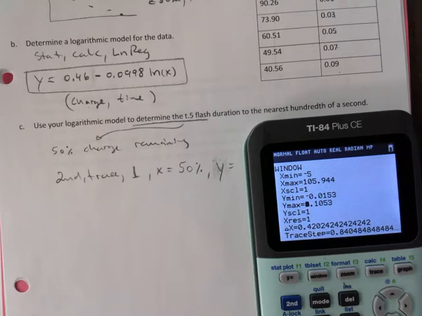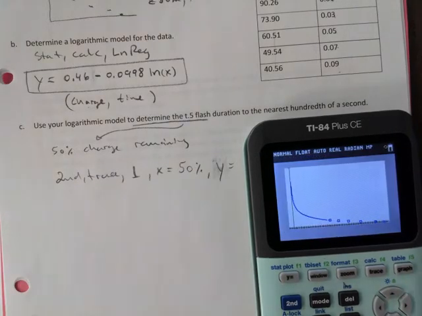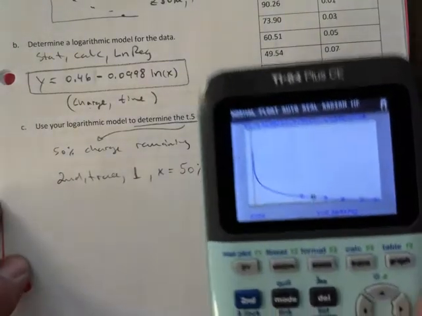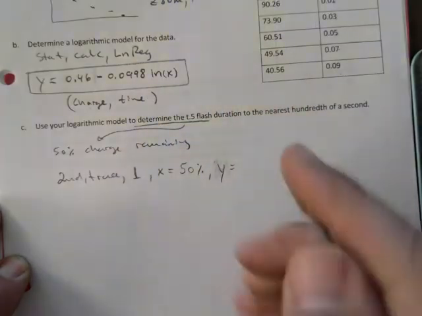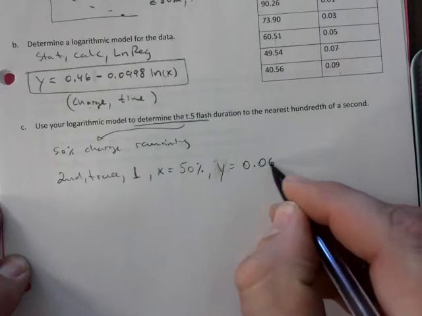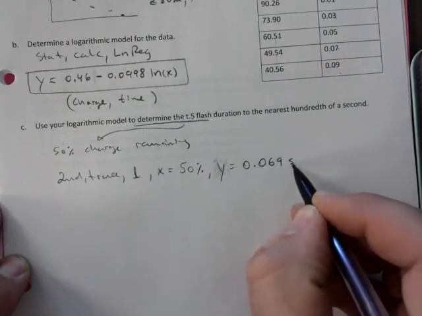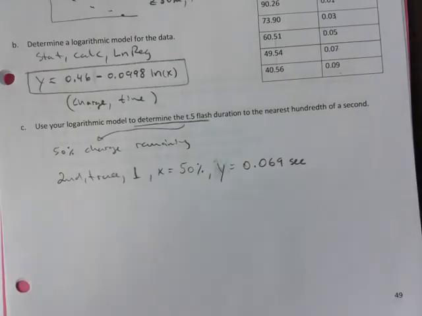Let's say 1. There you go. That's good. So second trace 1, x is equal to 50, and there it is, 0.069. 0.069 seconds. And you might think, well, isn't it 2 decimals?